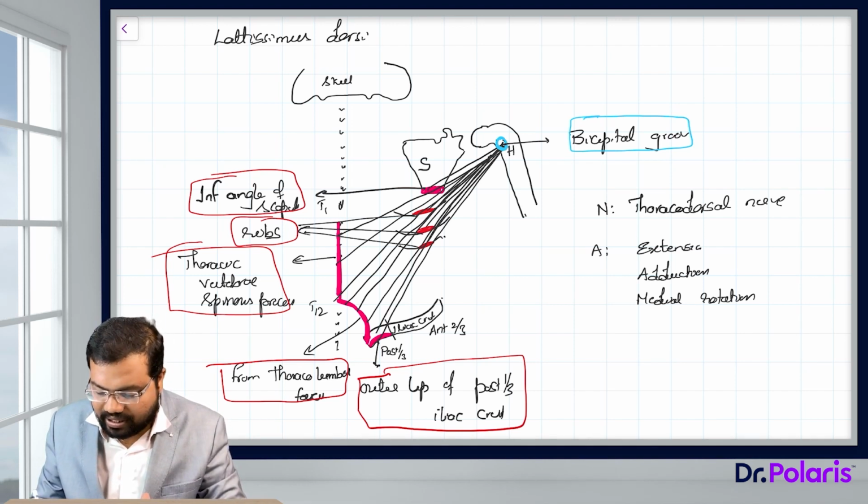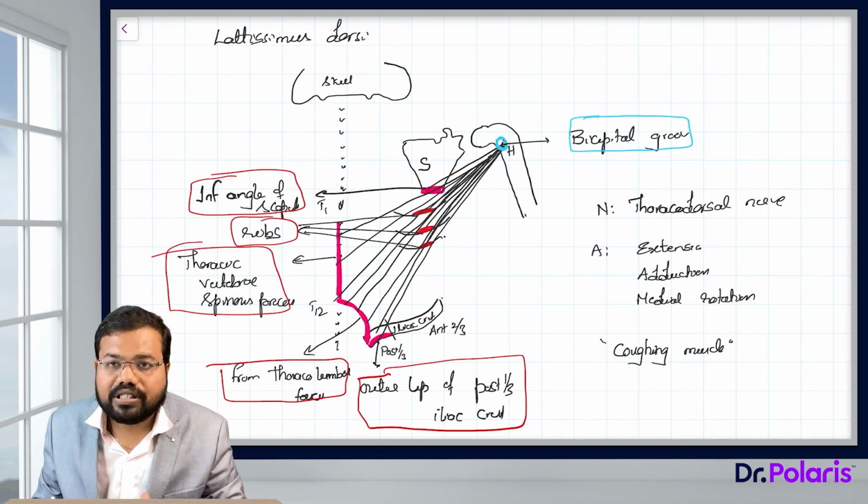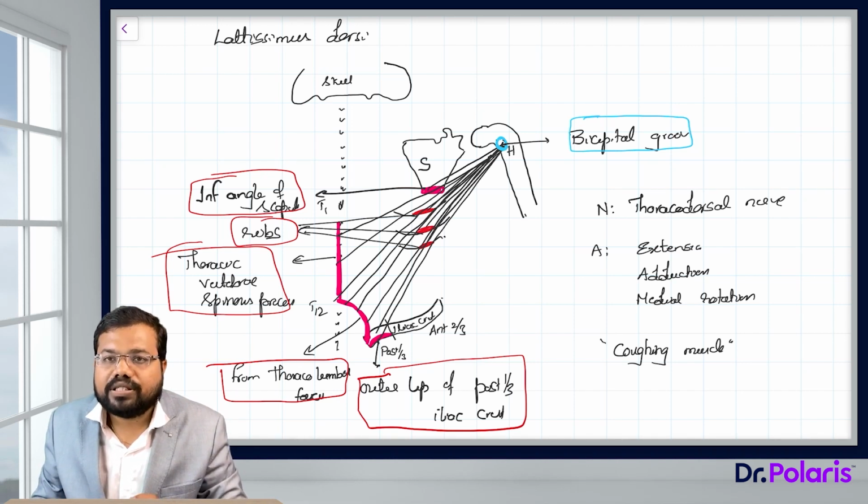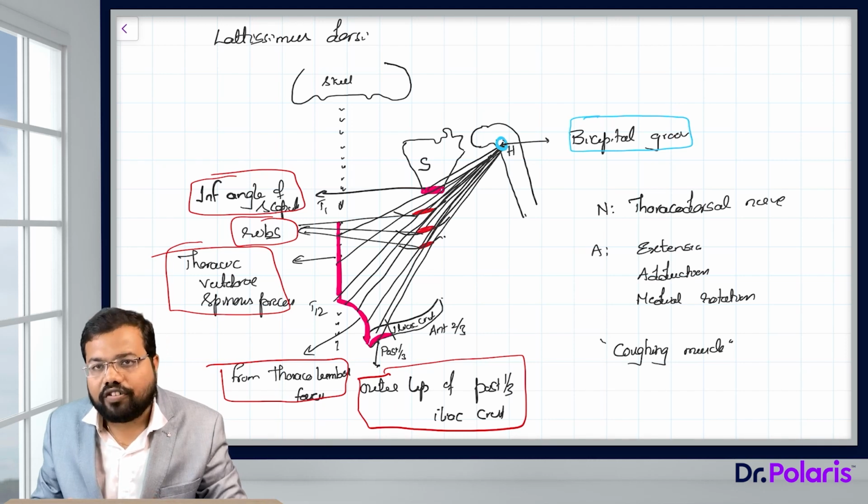And this muscle has a nickname, the coughing muscle. See, for a cough, there has to be a violent contraction of the muscle. One such violent contraction is by this latissimus dorsi, causing a rise of intra-abdominal pressure. That's why the latissimus dorsi is called the coughing muscle.